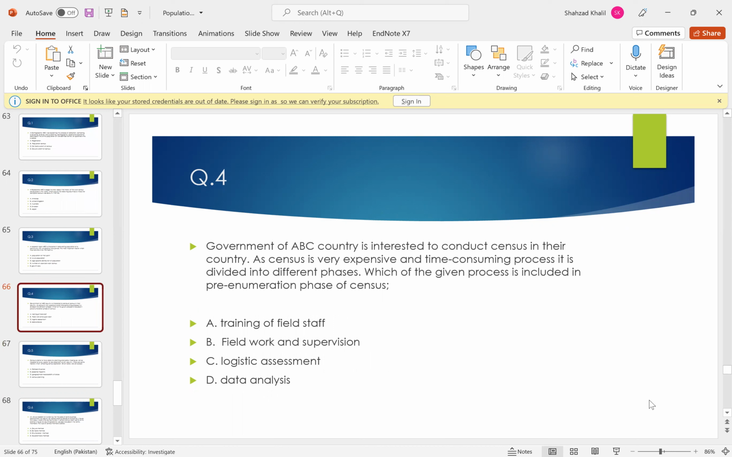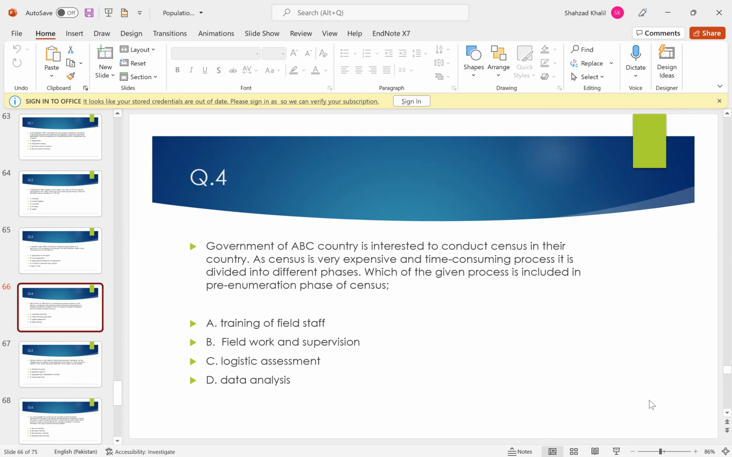Number 4. The government of ABC country is interested in conducting a census in the country. As census is a very expensive and time-consuming process, it is divided into different phases. Which of the given processes is included in the pre-enumeration phase of census? Training of field staff, field work and supervision, logistic assessment, or data analysis? No, the correct answer is C, logistic assessment.